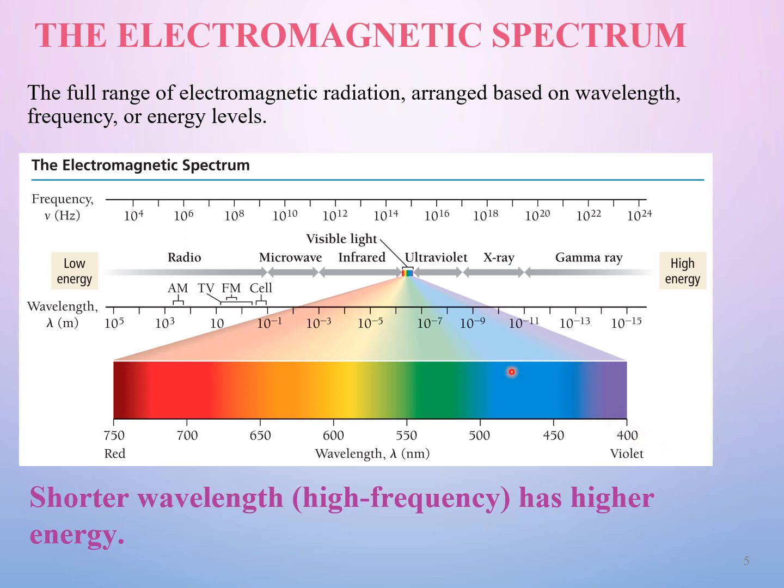Infrared leads to red, and then violet in the visible light leads to ultraviolet, UV rays here, and after that we have X-rays and gamma rays. Gamma rays are even higher energy than X-rays.